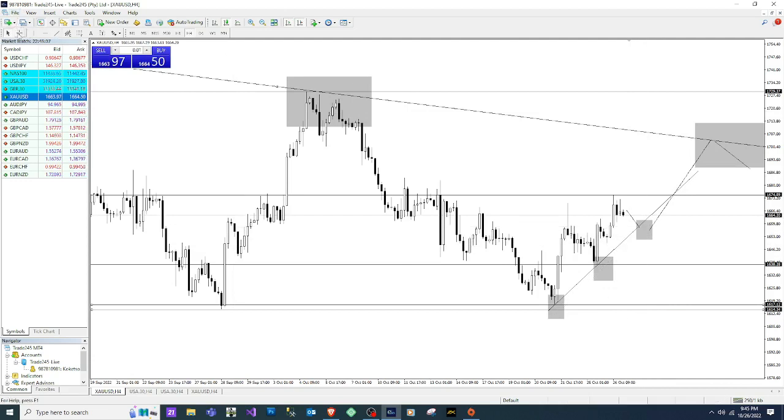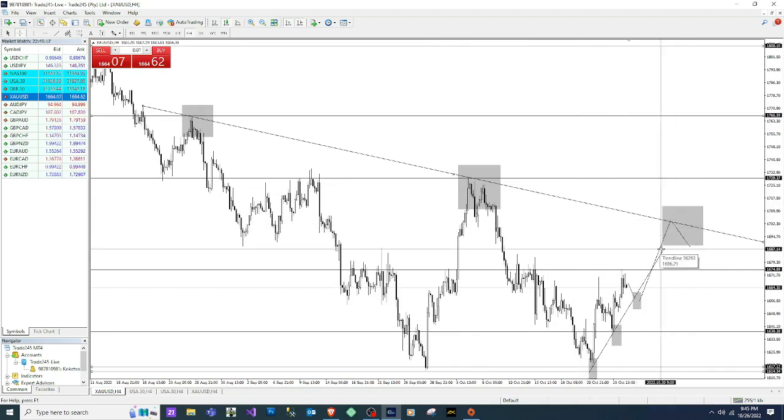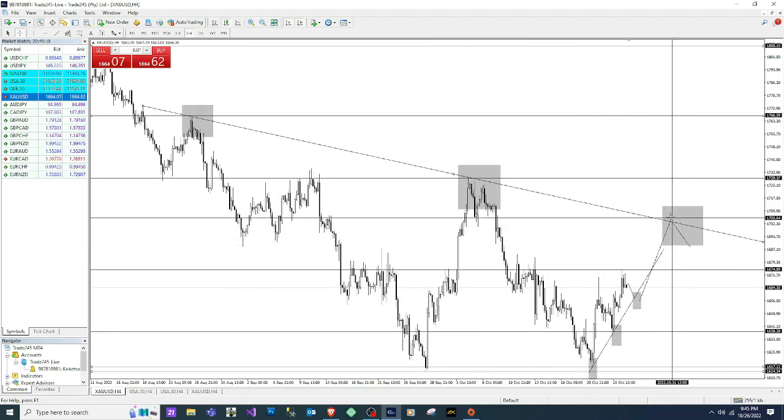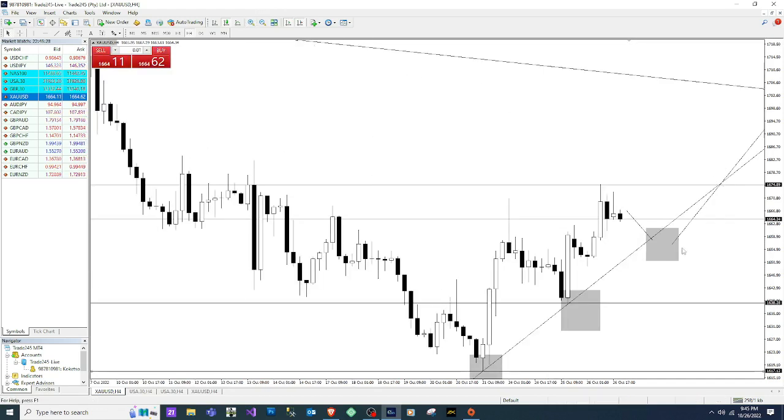But if we see reversal candles coming in here, we know that we're going to touch it and then continue pushing up to the upside, and then we're going to be reaching our target on the higher time frame. But in the immediate short term, let's look for buys on gold.